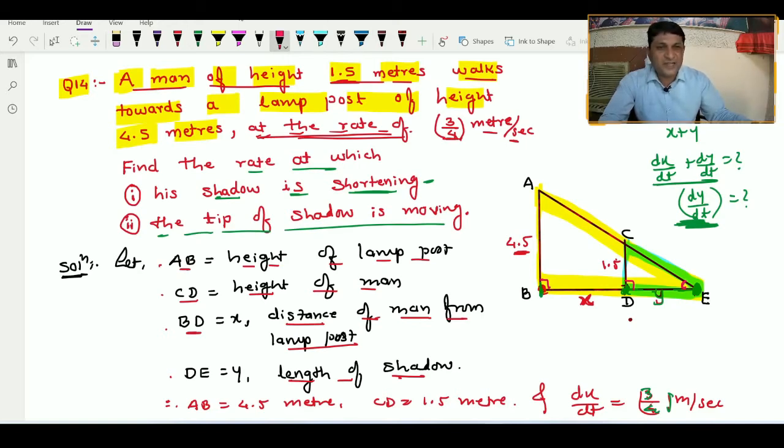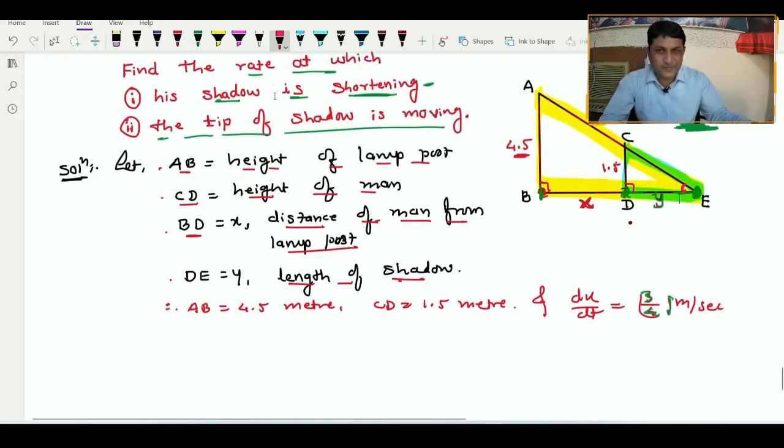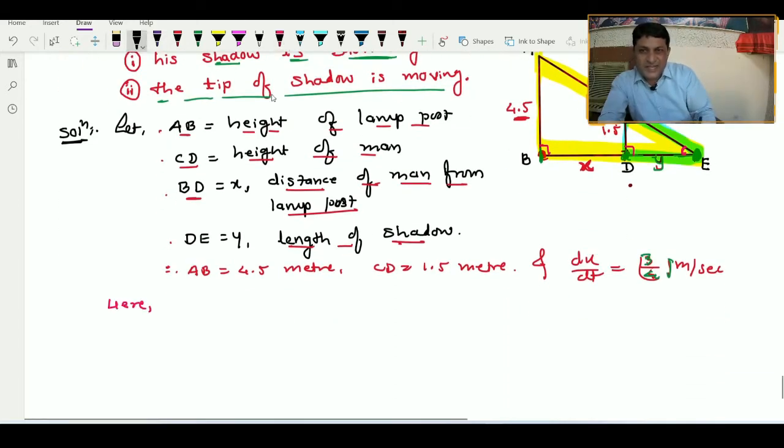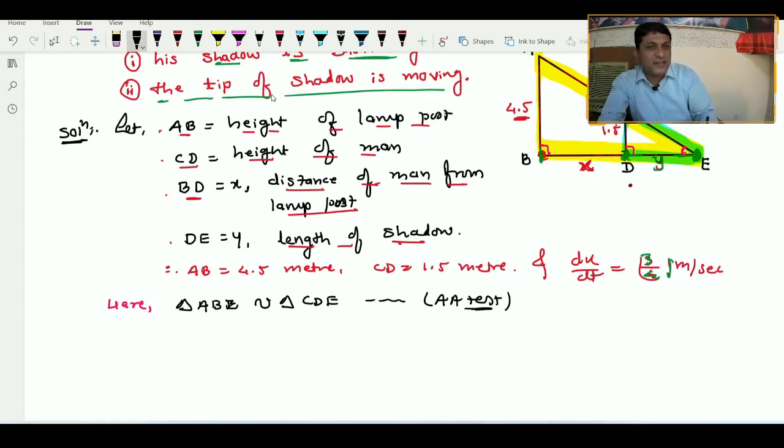So we can say that triangle ABE and CDE are similar. So here we can say that triangle ABE is similar to triangle CDE. And by which criterion are these two triangles similar? By the AA criterion, or we can say the AA test. We know that if two triangles are similar, then corresponding sides are in proportion.